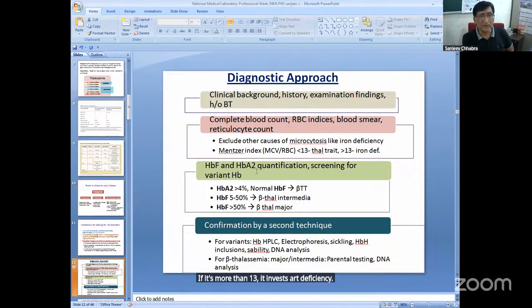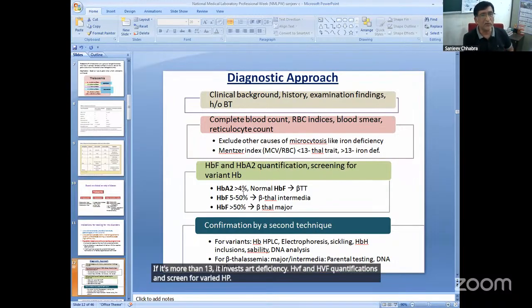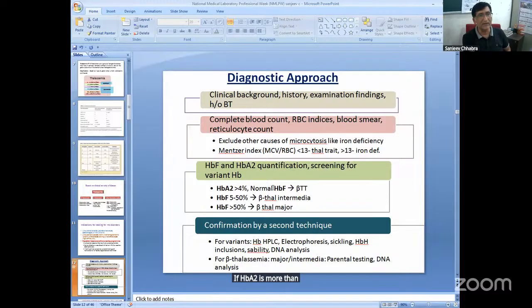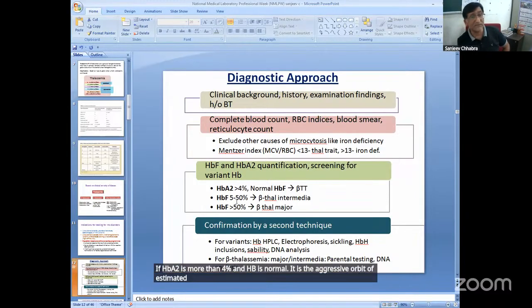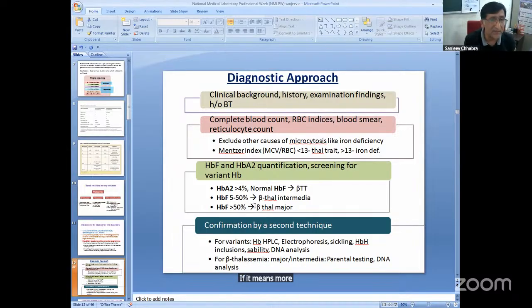And HbF quantifications, and screen for variant Hb. If HbA2 is more than 4% and HbF is normal, it is diagnostic of beta thalassemia trait. If HbF is 5 to 50%, it is diagnostic of beta thalassemia intermedia. If HbF is more than 50%, it is diagnostic of beta thalassemia major, by taking into account the clinical picture also.